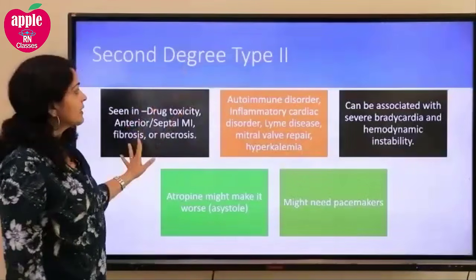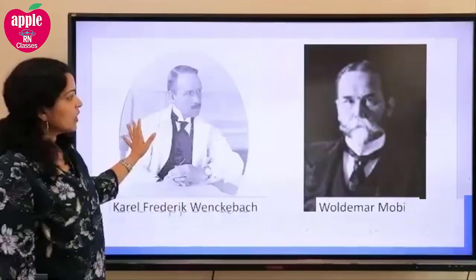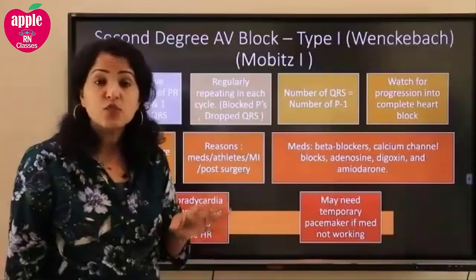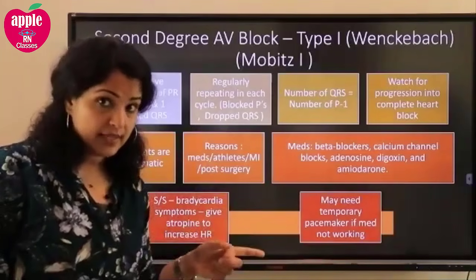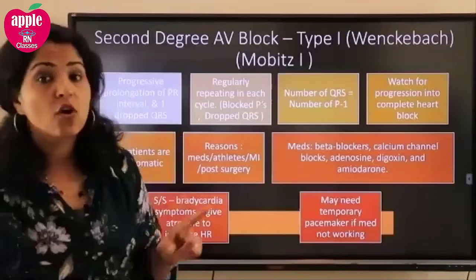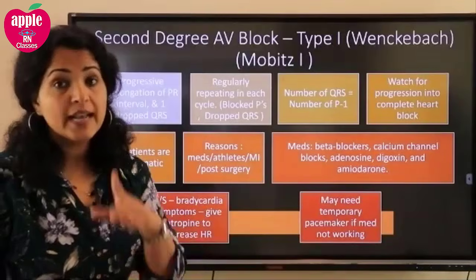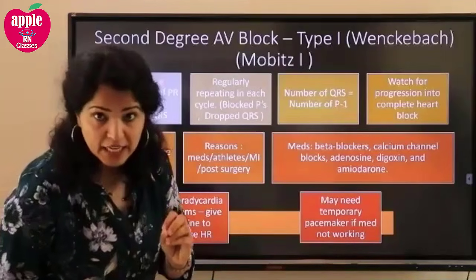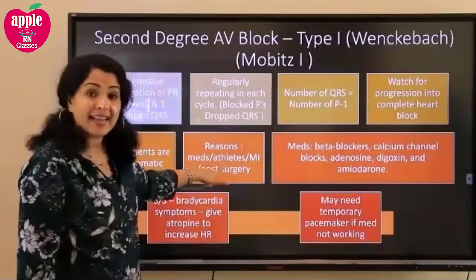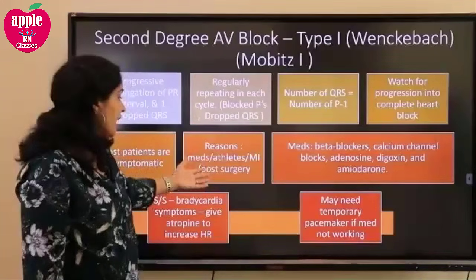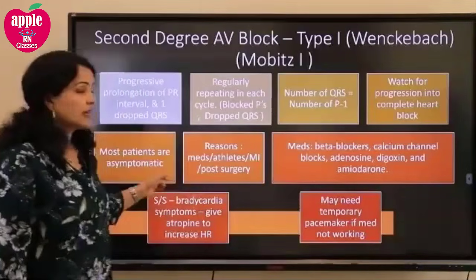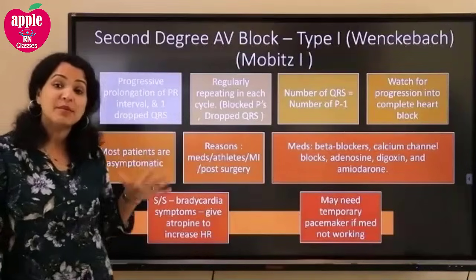In second degree heart block, or the Wenckebach, usually the things which cause the first degree heart block can cause the second degree heart block too, especially the medications. So one major reason is the medication. Then athletes, like we said, can have it. MI and post-surgery people can have it. But remember, most people are asymptomatic.